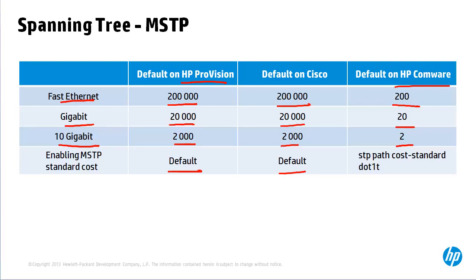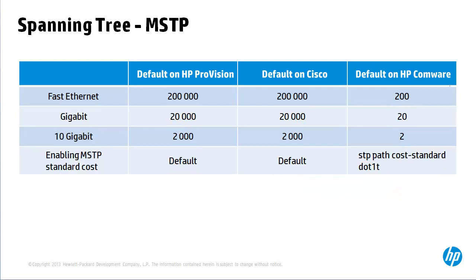If I'm using miles and you're using kilometers, our calculations may be different. So rather standardize on one or the other. So in this case, the command stp path-cost standard dot1t configures an HP Comware switch to use the same costs as Provision and Cisco. The best practice, once again, is configure the switches to use the same costs.